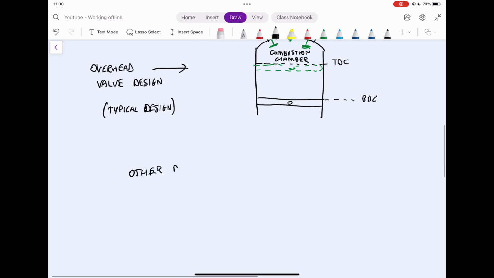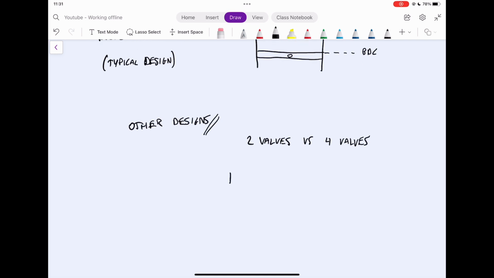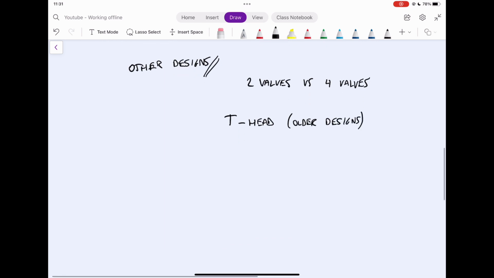Now, let's try and think of other designs or other variants of design. One way to differentiate the design is to look at two valve versus four valve design, and we'll get back to that in a second. But the other type of design, and there are many, many different designs, is the use of a T-head. A T-head is an older design, and it's just an example of an older design that used to be used for space savings, so it's very good for space savings.